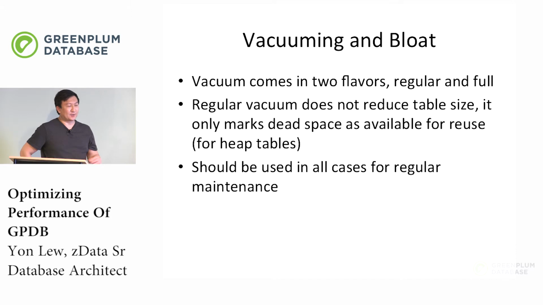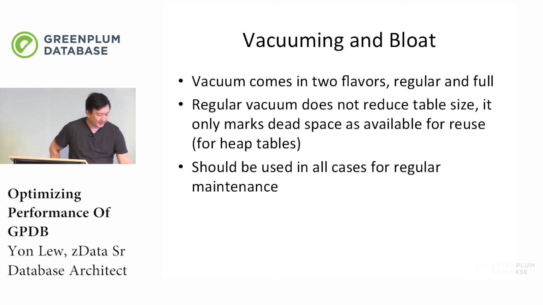It just scans the files and updates the free space map to say that this extent from this address to this address is available for reuse. And that's for heap tables. So regular vacuum is actually the flavor of vacuum that we prefer for all regular maintenance. And you'll see why in the next slide.